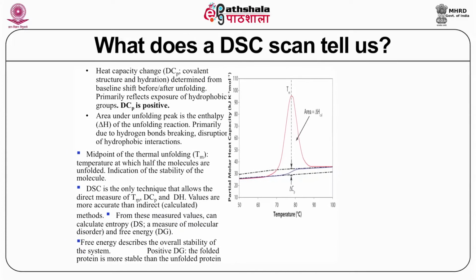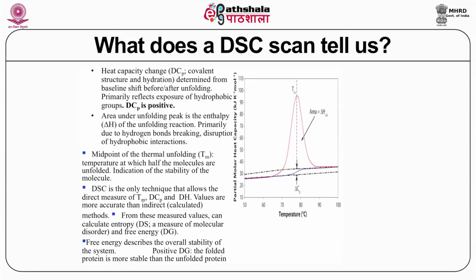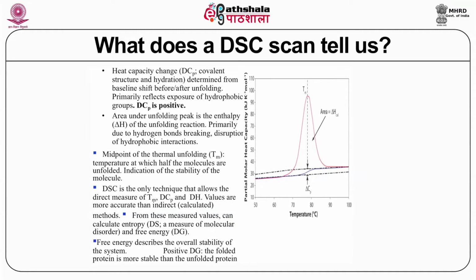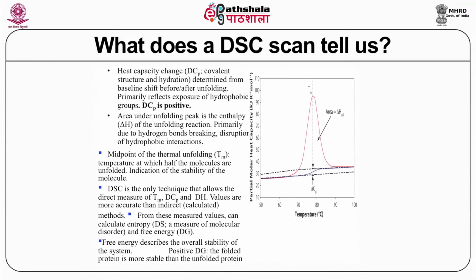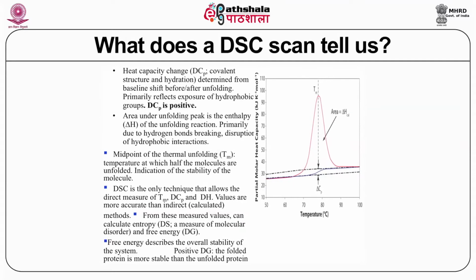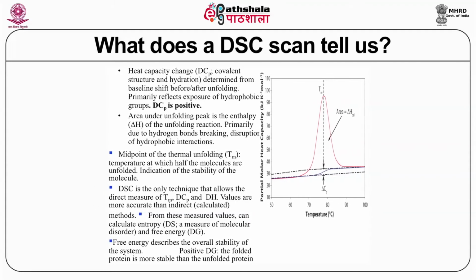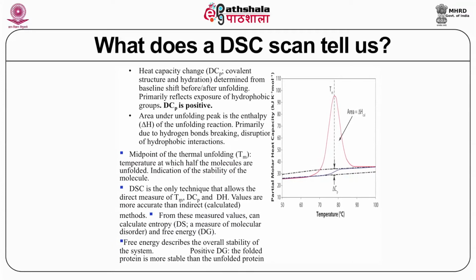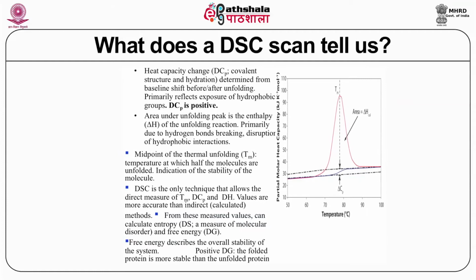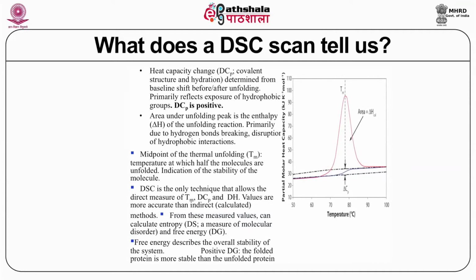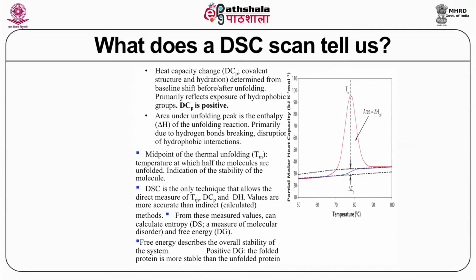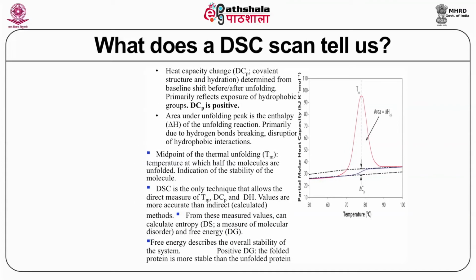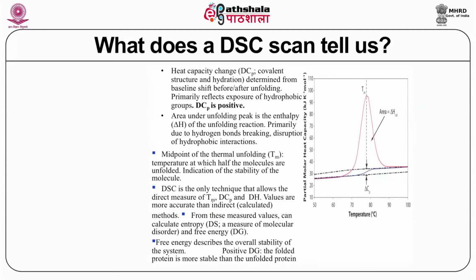This is shown as a heat capacity change, dCp, determined from the baseline shift before and after unfolding, and that dCp is positive, which primarily reflects exposure of the hydrophobic groups of the protein. Now, the midpoint gives you Tm, the melting temperature, and DSC is the only technique that allows a direct measurement of Tm, dCp as well as dH, the change in enthalpy.